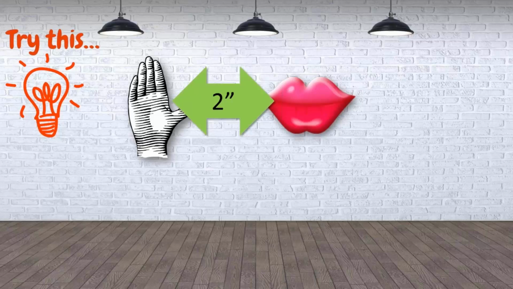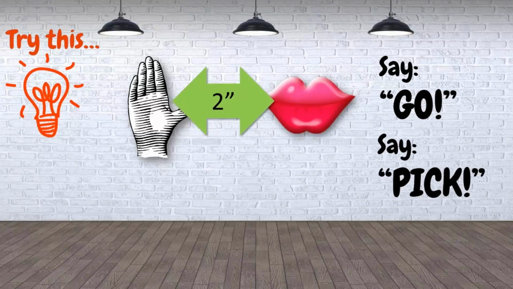Okay, everybody ready? Now in your big girl or big boy voice, say the word go. Go. Okay, now say the word pick. Pick. Everybody feel that? Do you feel that forceful burst of air? That's what causes the major problem. Here's how to fix it forever. Now move your hand about 2 inches right or left, just so it's not right in front of your mouth, and say the word pick.